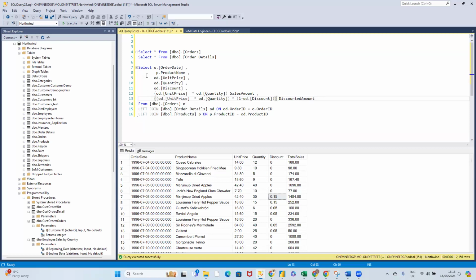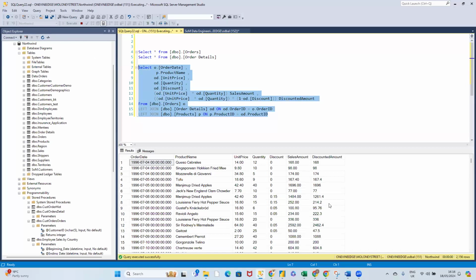And now if I run this, you will see the difference. Look at that. This one does not have a discount, so it's the same thing. This one has a discount. This is the actual amount, but this is how much they paid. That's the 85%. For you to see the discount amount, let's do that as well.